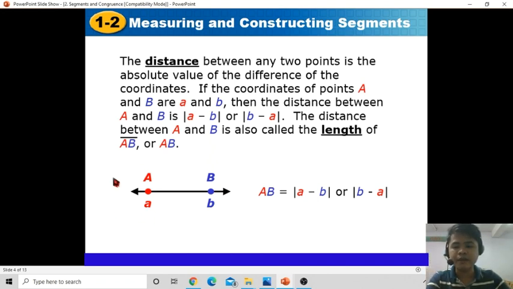Okay, here we have a given diagram. We have a given line. To measure the distance between A and B, we'll just subtract the values that correspond to the points. The values here are small letter a and small letter b. To measure the distance between A and B, we'll just find the absolute value of the difference of the values. Why absolute value? It is because when we talk about distance, a negative is not accepted, since there is no negative distance.